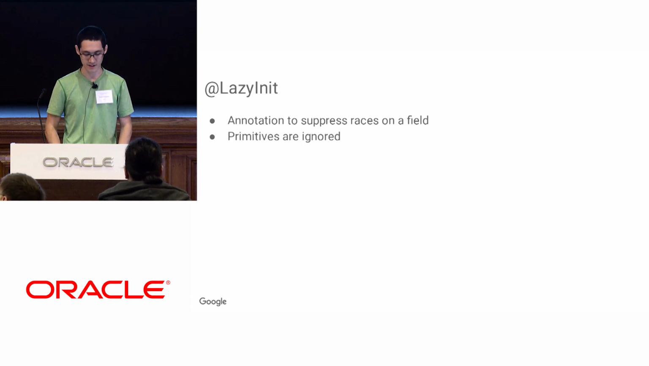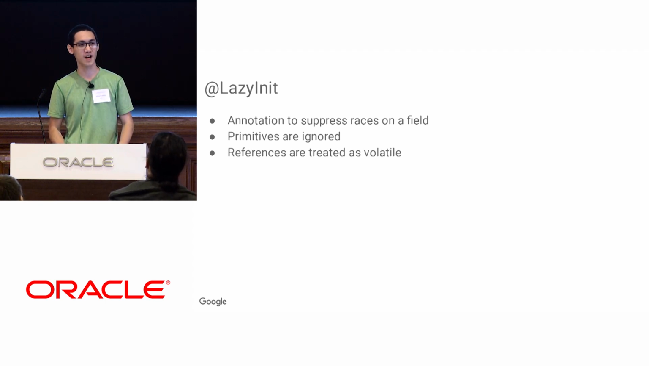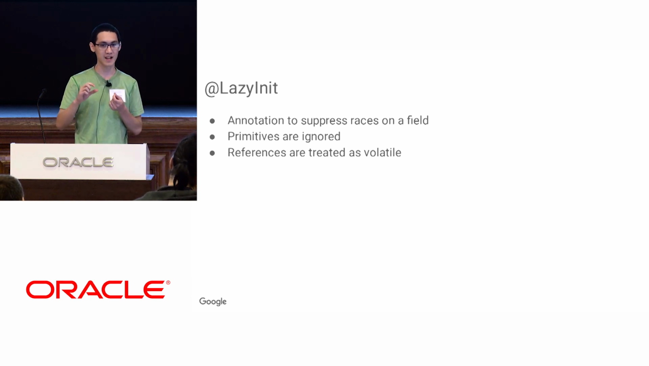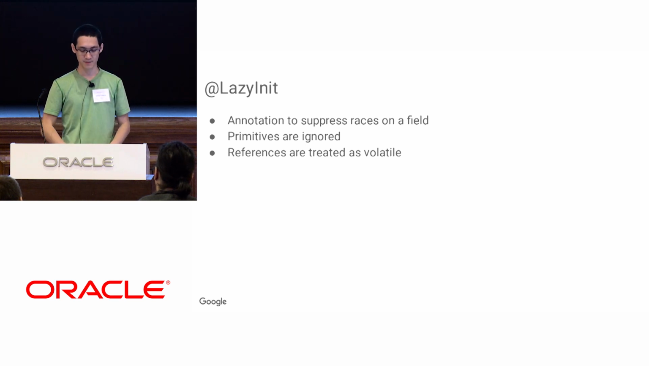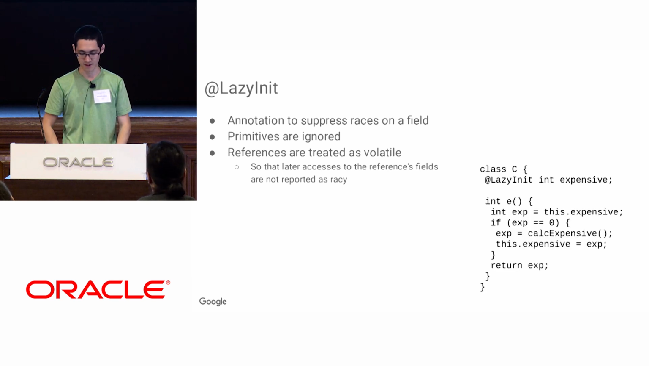We won't add any instrumentation for it if it's a primitive. And if it's a reference, like an object, then we actually treat it as volatile, because if a thread reads a lazily initialized object and then reads a field of that object later on, that could be considered racy. TSan could think that's racy. There's an example of this, an abstract version of String.hashCode, where we would add the lazy init annotation on the field.